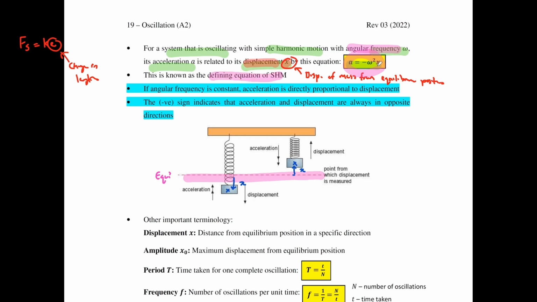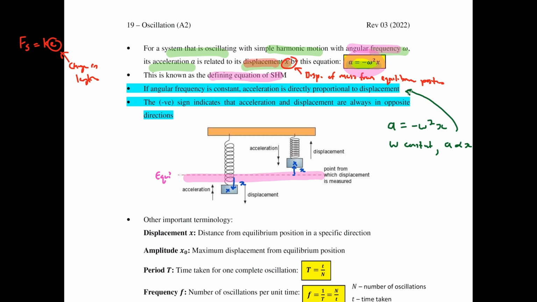Anything that follows simple harmonic motion must follow this equation. So from here, how do you know that it actually summarizes the criteria for simple harmonic motion? If you remember from maths, a is negative omega squared x. If I tell you omega is constant, that means a is directly proportional to x. It is actually this statement right over here.